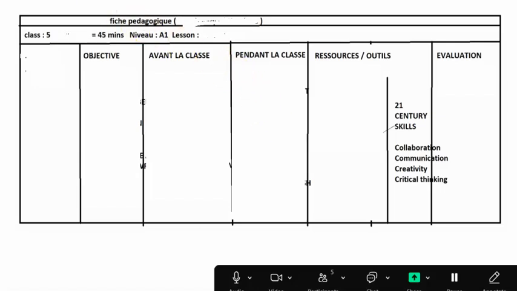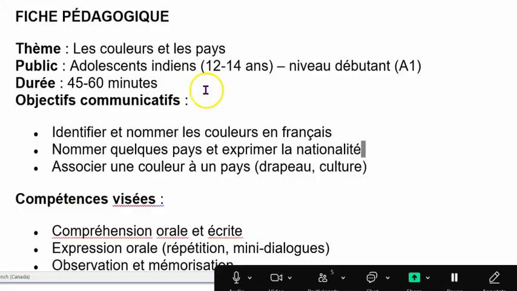So, bonjour, we are trying to talk about la fiche pédagogique. You have to draw a frame like this, just a drawing, and write the heading as fiche pédagogique. And what the question is, every year we get a separate topic to be taught. This year we got to teach colors and countries both.